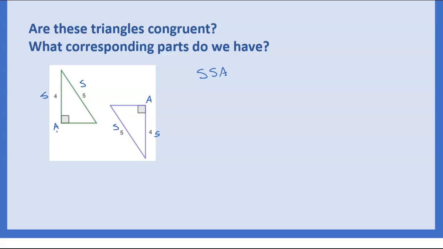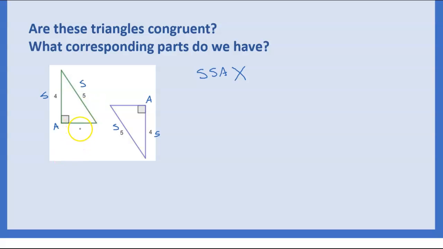So side angle, did we say that was a valid congruence postulate? No, that one was the naughty word that we leave out. So SSA is not a valid congruence postulate. However, we do have some special information here. This is our right triangle. So is there anything else we can figure out about this triangle? Maybe having to do with that Pythagorean theorem we just talked about?